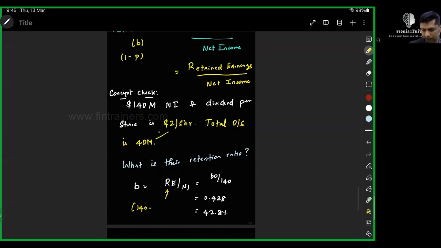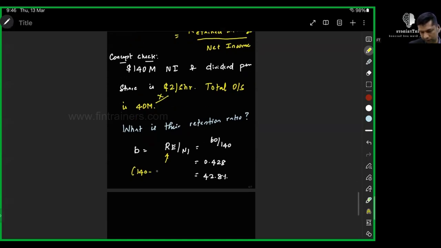So 40 million multiplied by 2. So total dividend is 80. So my retained earnings is 60. So 60 by 140, my retention ratio is 42%. So for every dollar, 42 cents we retain, 57.2 cents we distribute.